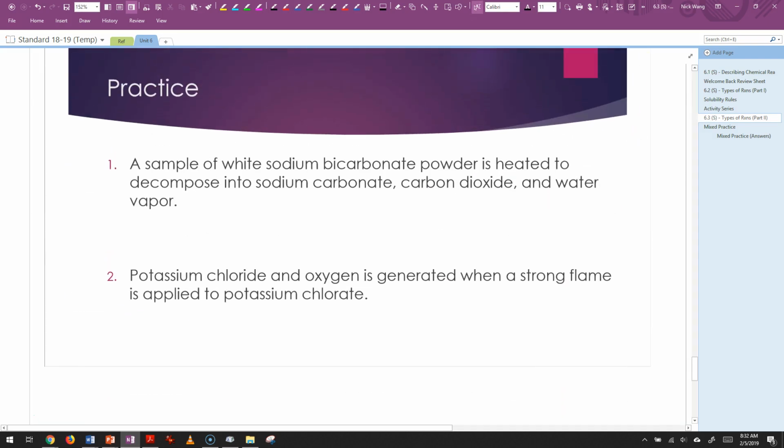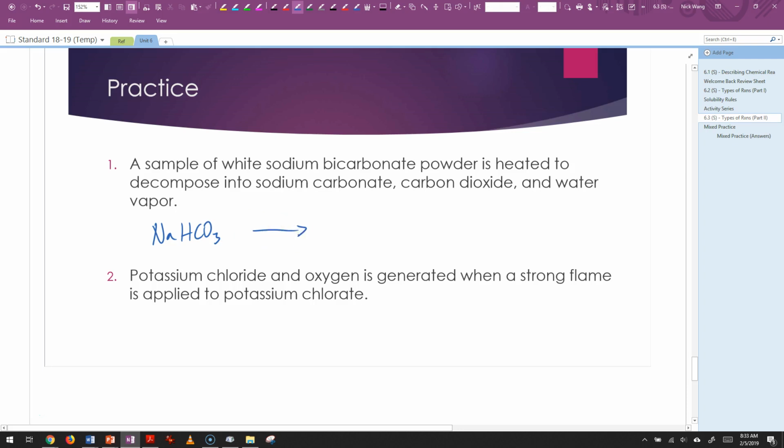So this one right here is giving you some language to try out. The first one, a sample of white sodium bicarbonate powder is heated to decompose into sodium carbonate, carbon dioxide, and water vapor. All right, so let's try this out. Sodium bicarbonate powder, sodium bicarbonate, that's going to be Na and that's going to be HCO3. That's going to decompose, right?